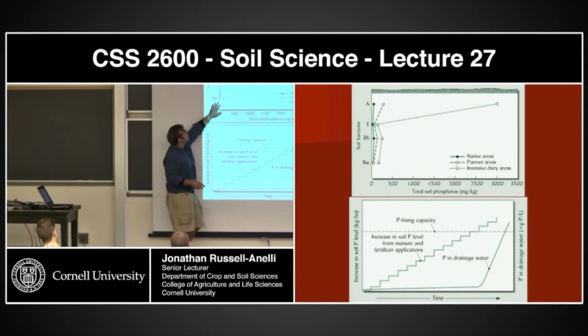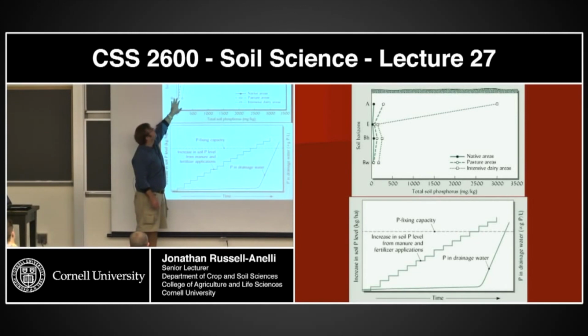Look at the amounts of phosphorus in the surfaces of those soils. The first two, the native and the pasture: the native, very low levels. The pasture, you can see a little bit of accumulation up at the surfaces, but the CAFO operation where we're spreading that manure, huge jump.